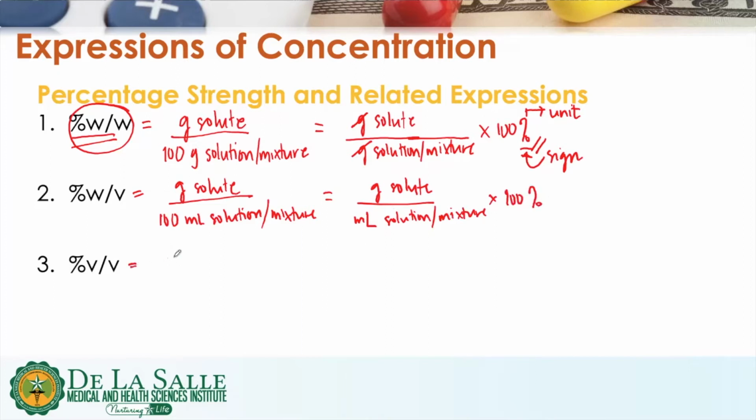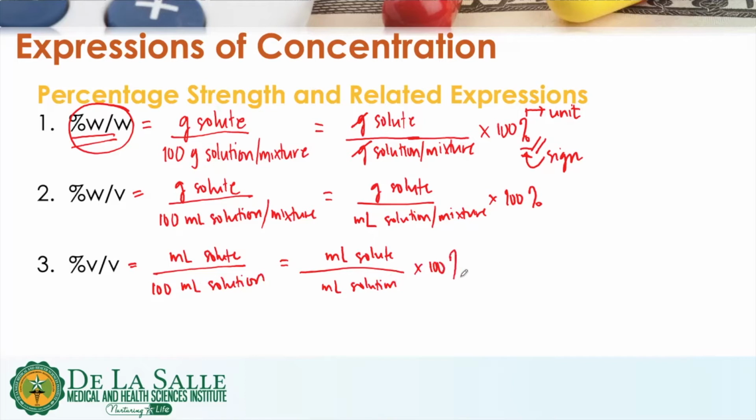Now, the percent volume in volume is basically the number of milliliters of the solute, being liquid in nature, divided by 100 milliliters of the solution. This is the same as the number of milliliters, or the volume, of the solute divided by the milliliters of the solution or the mixture times 100%. Again, the percentages here are only used as symbols or units.